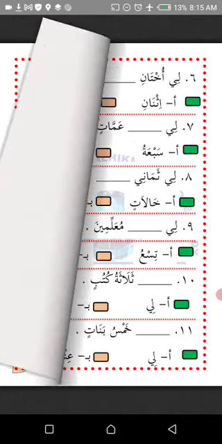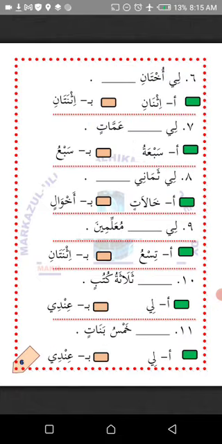MashaAllah. Number 6: Li ukhutani dash. So I have dash number of sisters. Is it ithnan or ithnatan? Remember, we are dealing with a feminine term. So the right option here is ithnatan. Remember the rule of numbers from 1 to 2. They must be in alignment with whatever is being counted. So it is ukhutani ithnatan. So ithnatan is the right option.